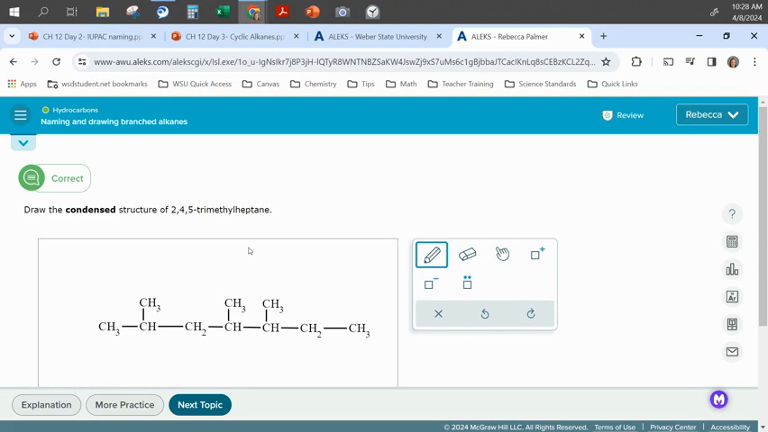Okay, questions on that? Make sure you're paying attention. Some of these ask for the condensed structure, and some of them ask for the skeletal structure. So pay attention, make sure you're doing the right one.